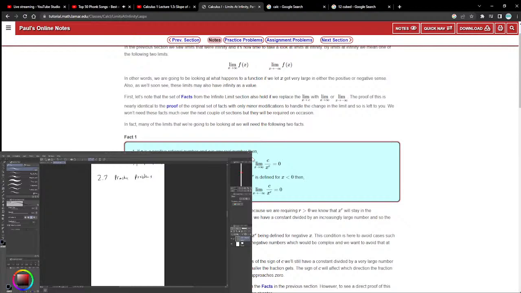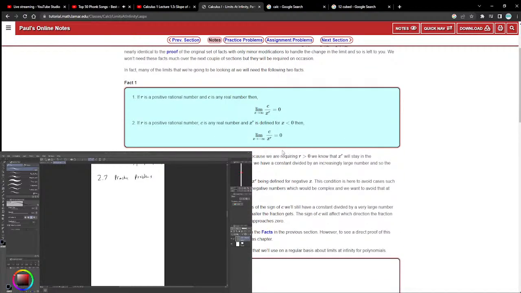The first part of this fact should make sense if you think about it, because we are requiring R is greater than 0. You will know that x to the power of R will stay in the denominator. As we increase x, then x to the power of R will also increase. So we have a constant divided by an increasingly large number, and so the result will be increasingly small, or it's going to 0. Okay.